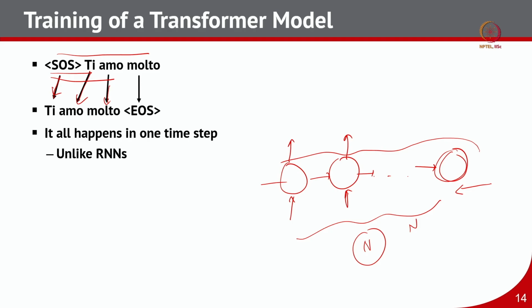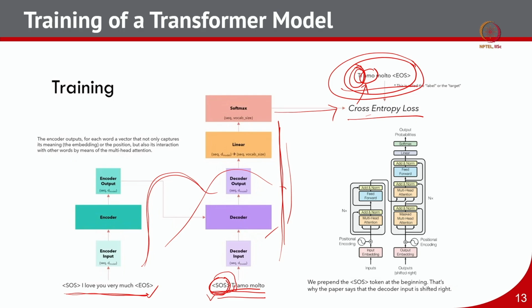So that's why the training of a transformer model happens at one time step, and that's a huge benefit with respect to RNN, because if we can perform all the computation in one time step, we can leverage the parallelism of GPUs to accelerate the computation. Given that we have GPUs, we can perform this in one time step, unlike in RNN.